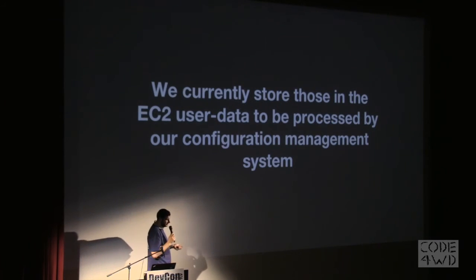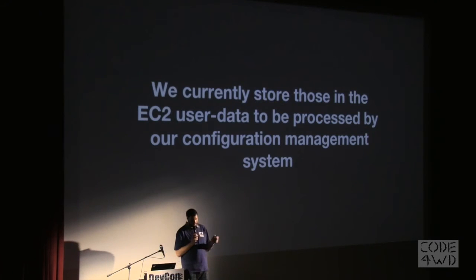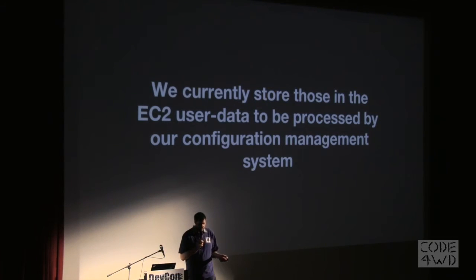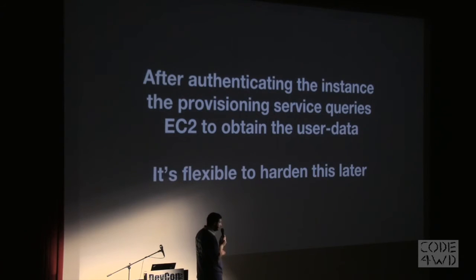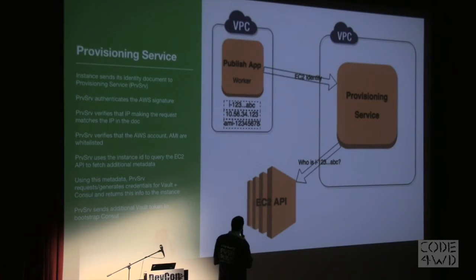So Chef was already using some runtime user data that could be set at boot time, and it was using that to figure out who the machine was. So we figured we'd do the same thing. After authenticating the instance with the identity document, we just ask the EC2 service, can you give us that extra bit of data that the machine knows about so that I can know about it also and figure out who it is? It's really flexible. We could harden this later if the need arises.